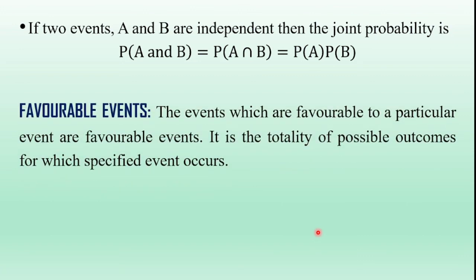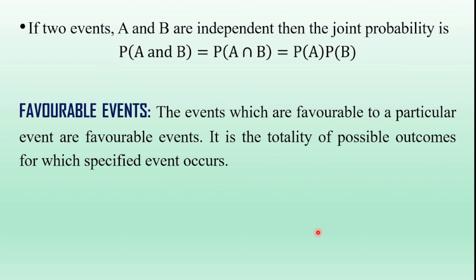And the example of the independent event: if a ball is drawn from a box consisting of a number of colored balls and replaced before drawing the second ball, the result of the second draw is independent of the first draw. However, if the first ball is not replaced, the second draw is dependent on the first draw. That is the example of independent and dependent events.